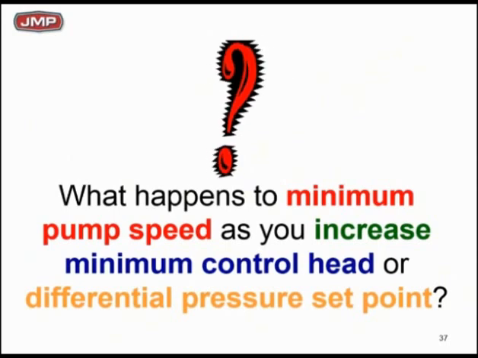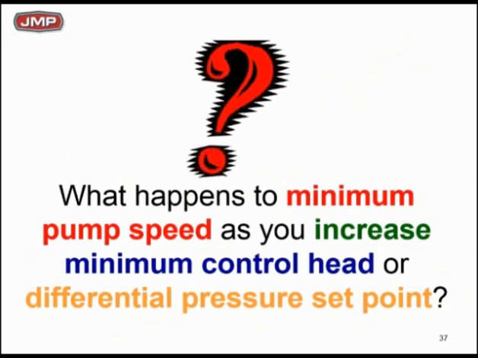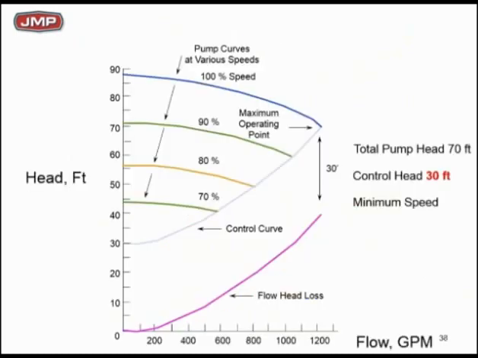What happens to the minimum pump speed as you increase the minimum control head, or that differential pressure set point, or what we call the fixed head? It's all the same term. The graph we just showed you showing the control head is the key. Let's plot it on a curve here and see what happens to my minimum speed as I increase the control head, the fixed head, the percentage control.